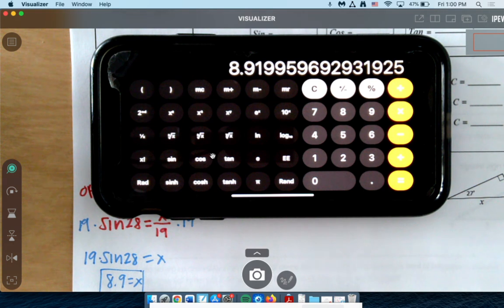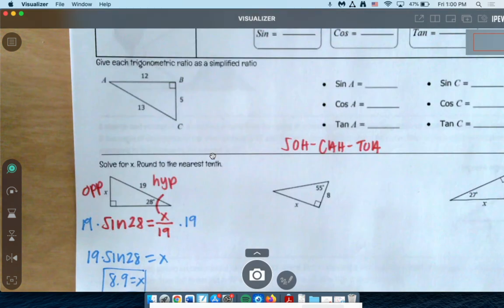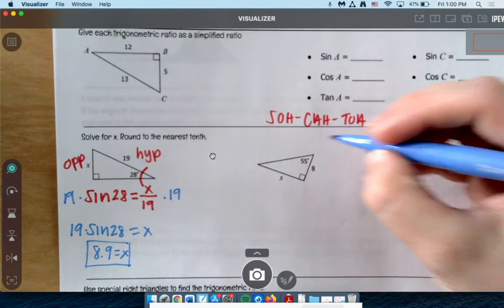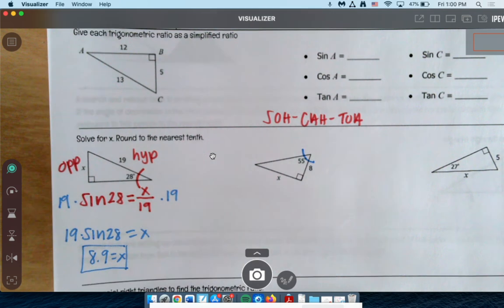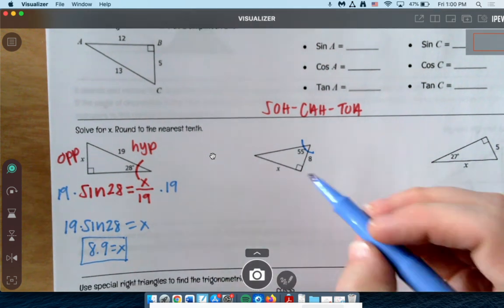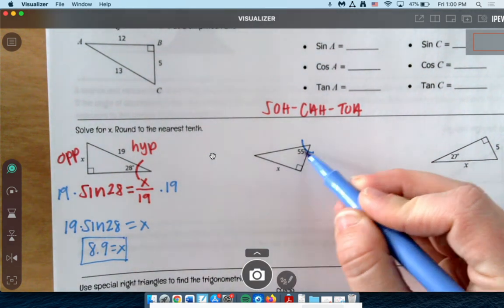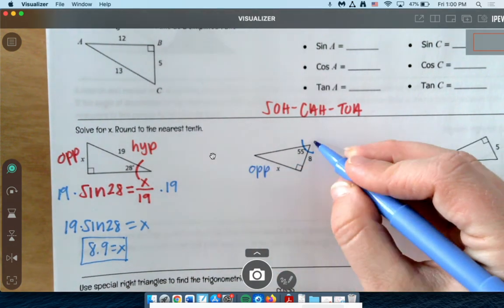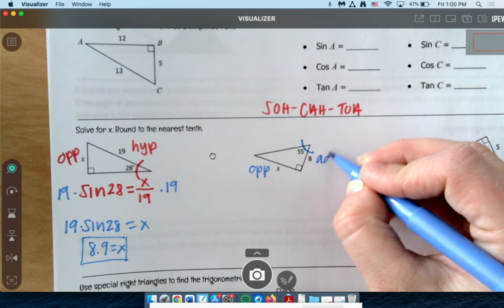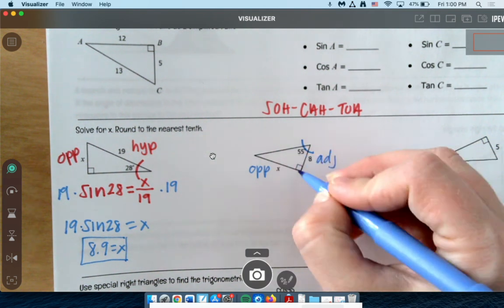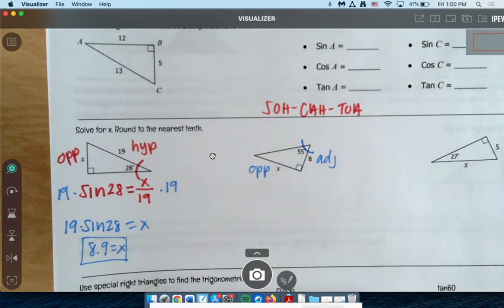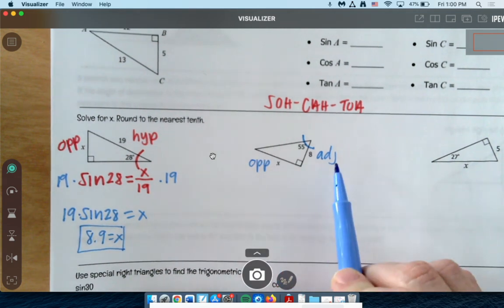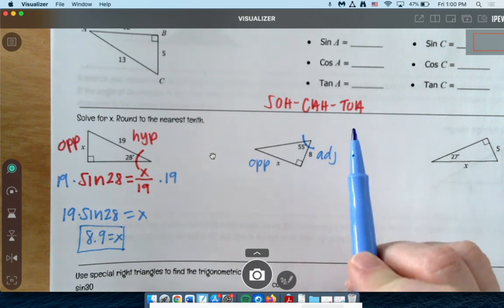Okay? Let's try another one. So again, how do we start? We start by marking the angle we're given, so 55. Now label our sides. Okay, x is across, right? So that's our opposite. 8 is touching it, so it's our adjacent. And we don't know anything about our hypotenuse, so I'm not going to label it. So we're just done there. So now we look up here. What trig function uses opposite and adjacent? Well, that's our tangent.